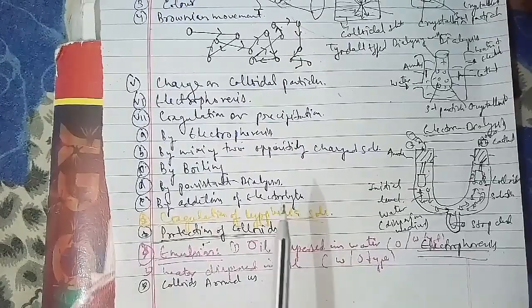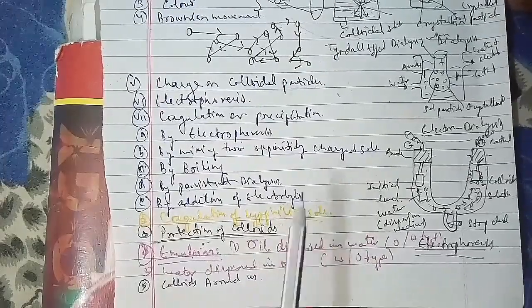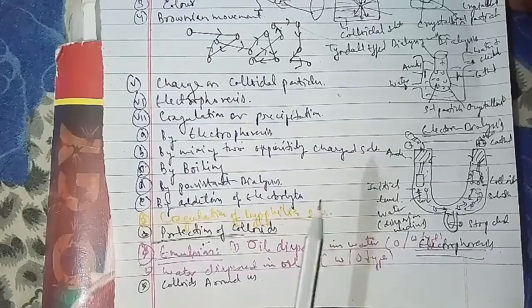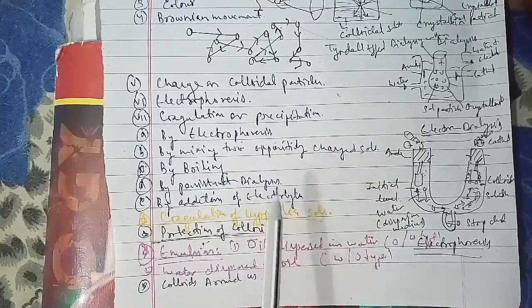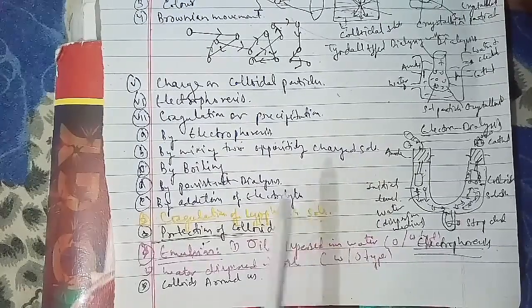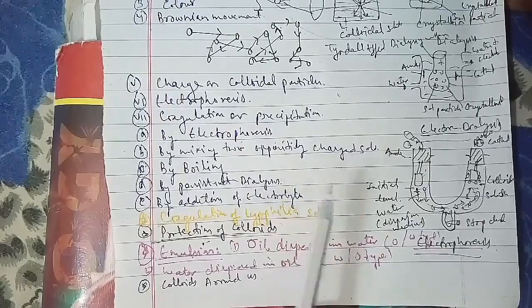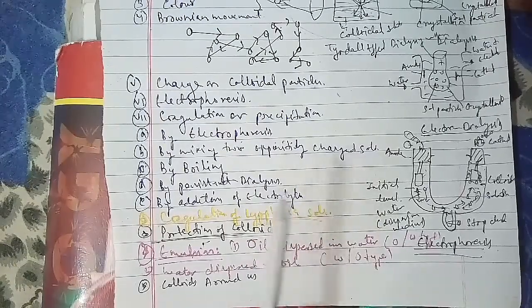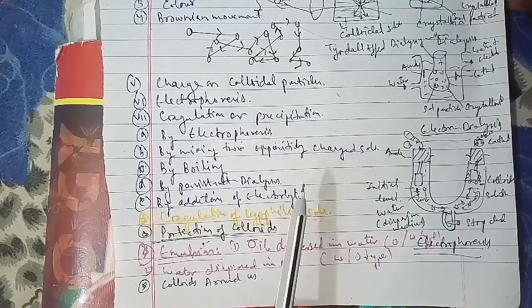The next one we have is soils. Fertile soils are colloidal in nature, in which the humus acts as a protective colloid. On account of the colloidal nature, soils absorb moisture and nourishing material as well.